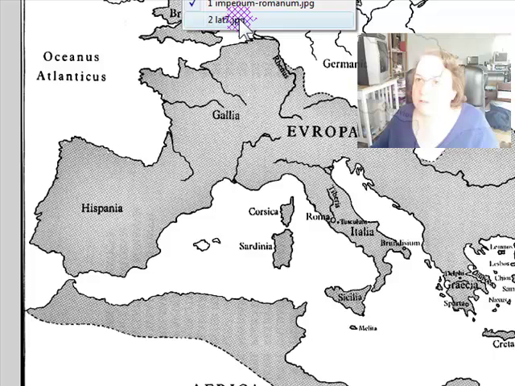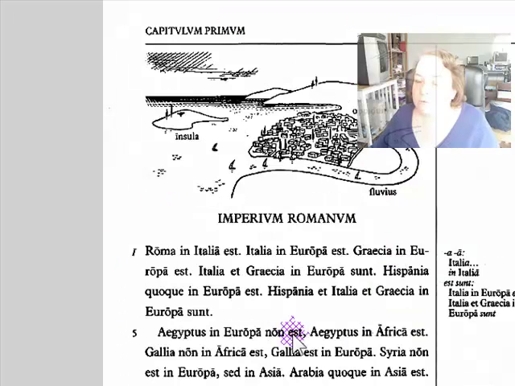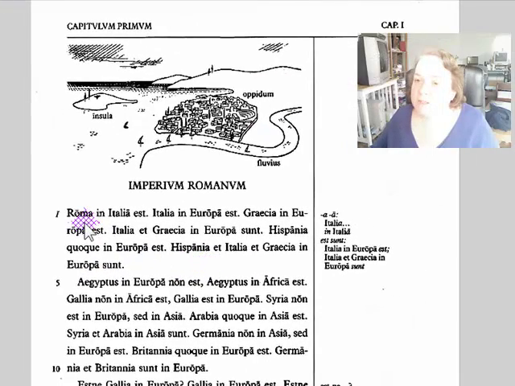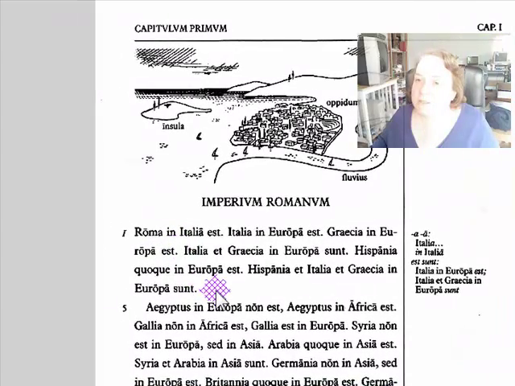Roma in Italia est. Italia in Europa est. Graecia in Europa est. Italia et Graecia in Europa sunt. Hispania quoque in Europa est. Hispania et Italia et Graecia in Europa sunt. And try to avoid the temptation to turn Latin into English as you're reading it. Instead, take the Latin and the picture and understand the Latin as it's speaking to you.